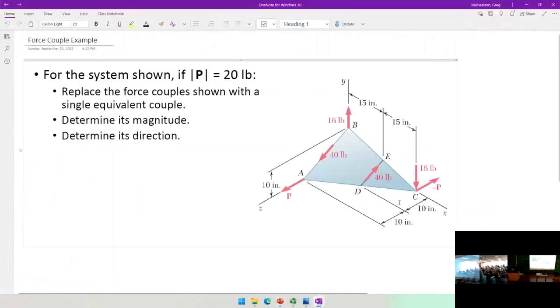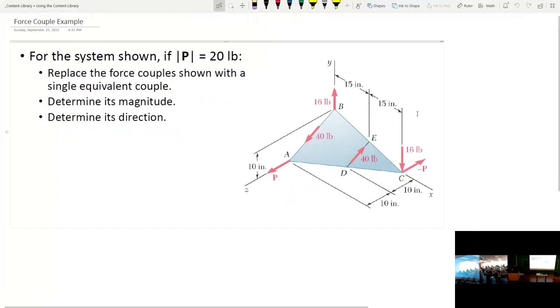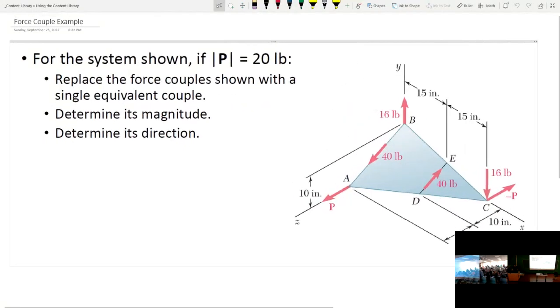All right. So I have here a force system. Now, how many force couples can you just observe are present on this system? I've got 3. I've got the 16 pounds, I've got the 40 pounds, and then these two right here, which I'm saying the magnitude is 20 pounds.